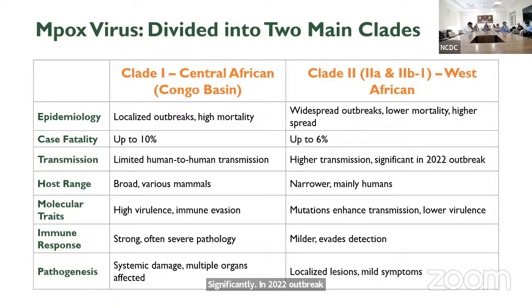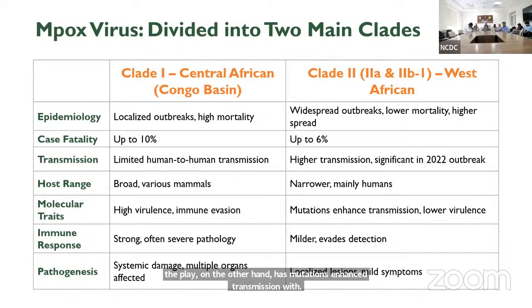The host range for clade 1 is broad. Various mammals have been incriminated as reservoir hosts. But for clade 2, the host range is narrow, mainly limited to non-primates as well as humans. Molecular traits: clade 1 is highly virulent and has the potential of immune-evading property. But clade 2, on the other hand, has mutations that enhance transmission with relatively lower virulence.